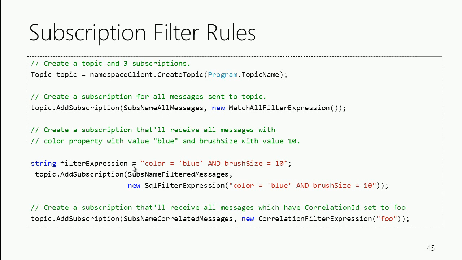Or you can say, here's a filter expression. If the color is blue and the brush size is 10, these are properties that would have to be promoted on the message. Then you can apply that filter expression. That's interesting. That's not exactly third normal form here in the code. And then you can also set a correlation filter expression. That is a filter expression that explicitly hooks to the correlation ID, so you don't have to write that code with correlation ID equals so-and-so. That's a simpler form to express that. So writing those filters is really, really simple.